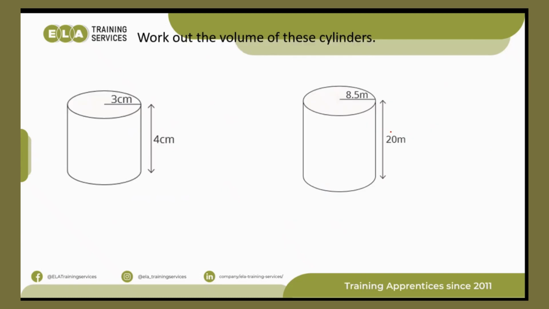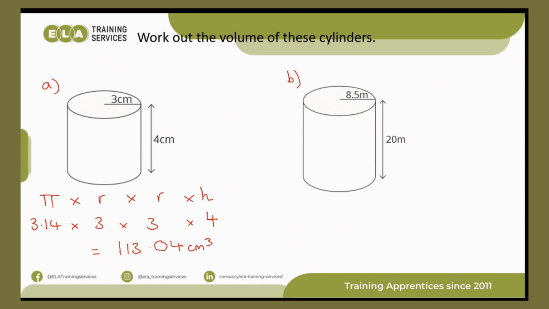So let's have a look at this one. Looking at shape A and shape B, I'm going to write out our formula first. What would our radius be? Our radius is 3. So we're going to do 3.14 times 3 times 3. What is our height? From the bottom of the cylinder to the top, which is 4. So we're going to do 3.14 times 3 times 3 times 4, which gives us 113.04.